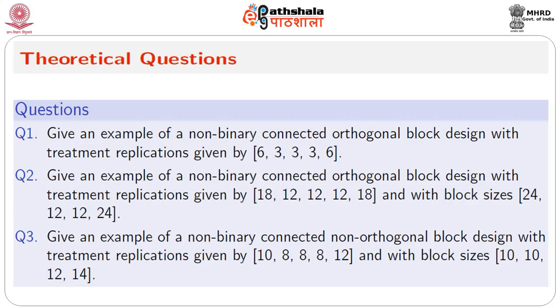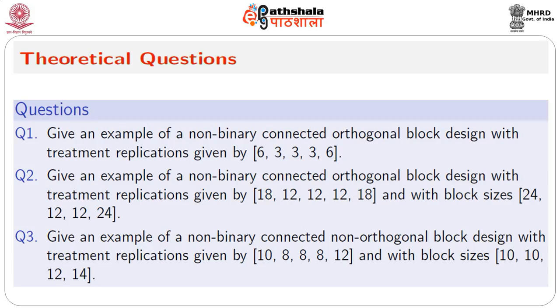So the treatments have to appear in the blocks. Every treatment has to appear at least once in the block, and we have to make sure that the design is orthogonal. Orthogonal means proportional cell frequency. Therefore, Nij has to satisfy the formula Nij equals Ri kj divided by the total number. So with that understanding, we have to construct the example. The treatment replication numbers are given by 6, 3, 3, 3, 6. So we can see that there are 5 treatments that we are talking about.